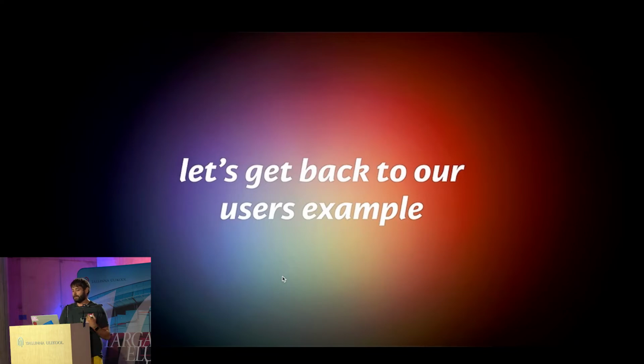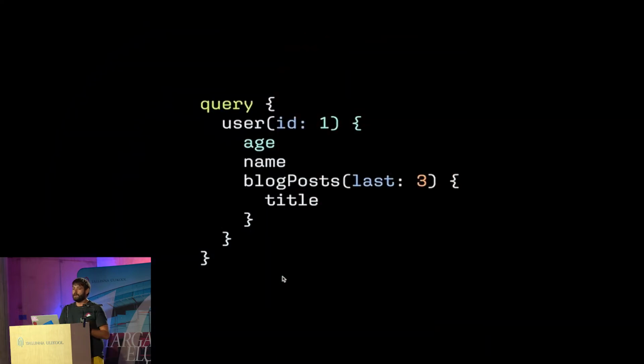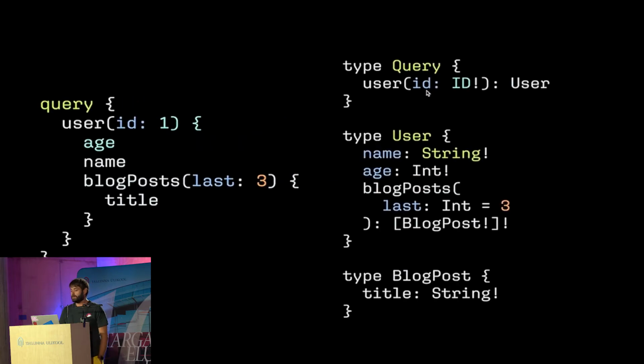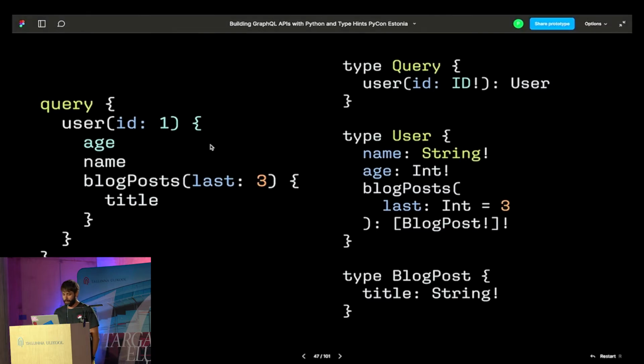So let's get back to our user example. We want this query, and the schema for this query is basically going to be this. We have a type query where there is a user, which accepts an ID as parameter and returns an optional user. There is no exclamation mark here, which means that this user can return none, because there might not be a user with this ID. And then the user has a name, age, and a list of blog posts. And then there's a type blog post, which is only a title. Obviously in a proper application, it's going to have a lot more fields and types, but this is the minimal schema for this example on the left.